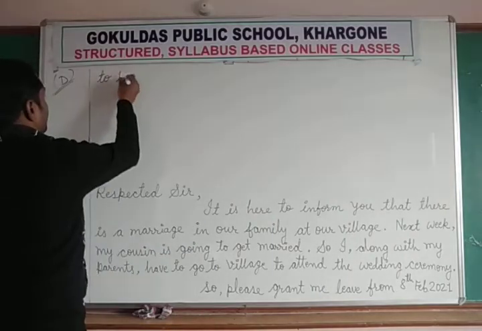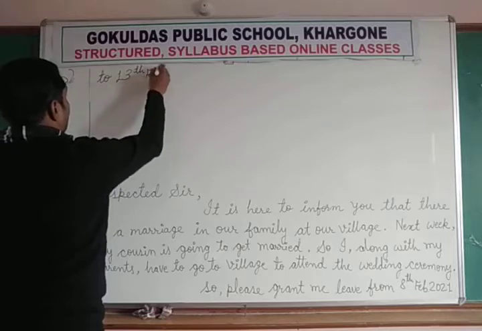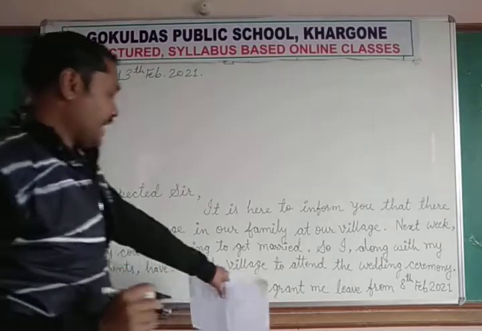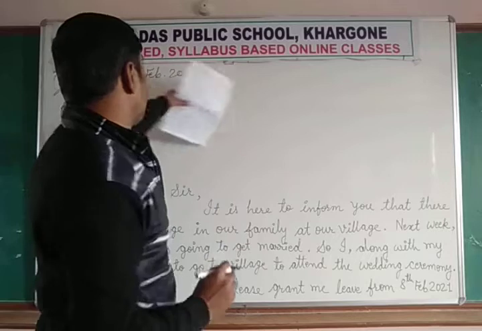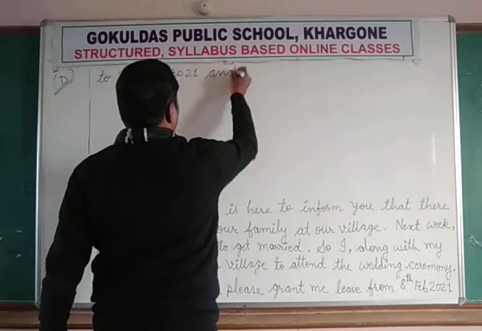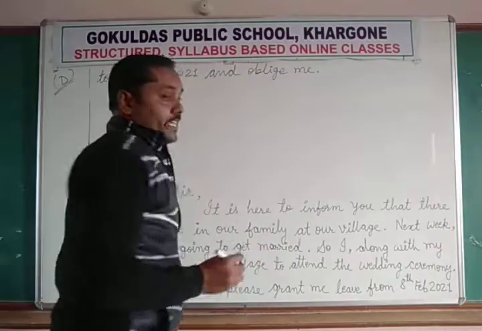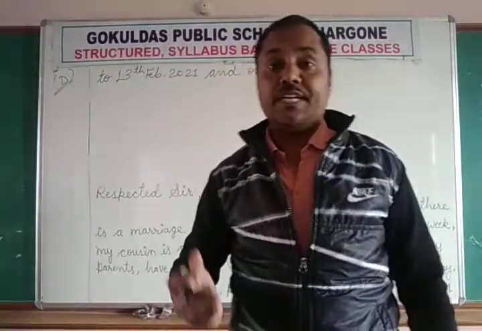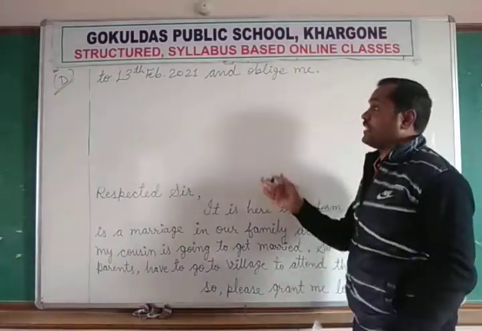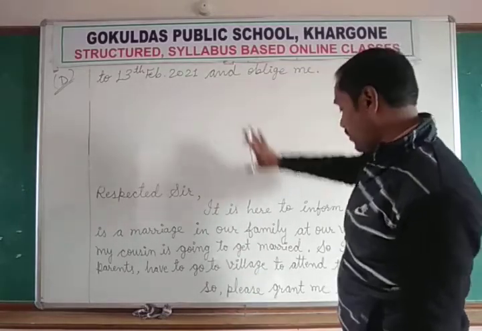7th day is Sunday automatically. 13 February 2021. So please kindly grant me leave from 8th to 13th February 2021 and oblige me. Oblige me means मुझे अनुग्रहित करें, मुझ पे दया करें. ओके, मुझ पे एहसान करें, like that. So and oblige me. Here your line ends, the body of the letter ends.